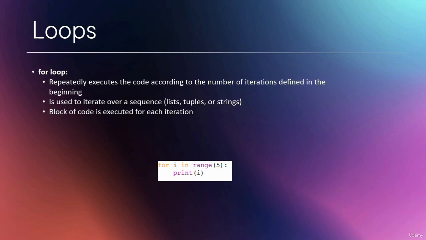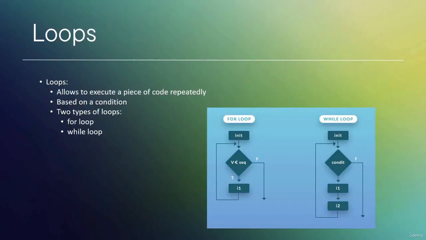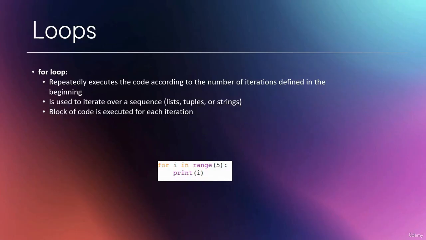The for loop repeatedly executes the code according to the number of iterations defined. So it is slightly different from this visualization. In this one, it checks the condition at each iteration. While for the for loop, we define in the start how many iterations this loop needs to do. This can help us to iterate over sequences like lists, tuples, or strings, which are basically a collection of items, and the block of code is executed for each iteration.